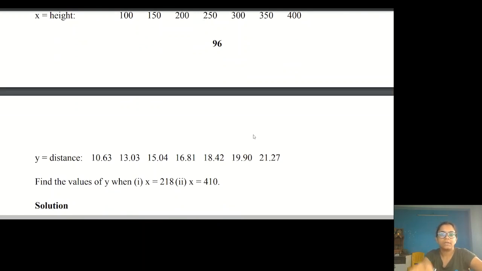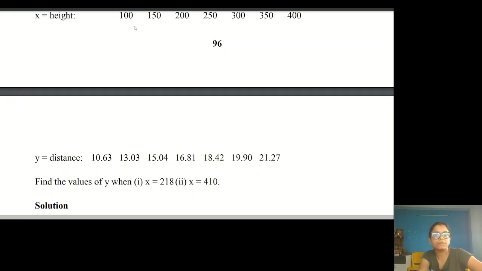Extrapolating means that the data point lies outside the tabulated values. When the points are outside the given data points, it is said to be extrapolating. Like we have 400 and we have to find the value at 410, that would be an extrapolating point, as it is outside the given data set.